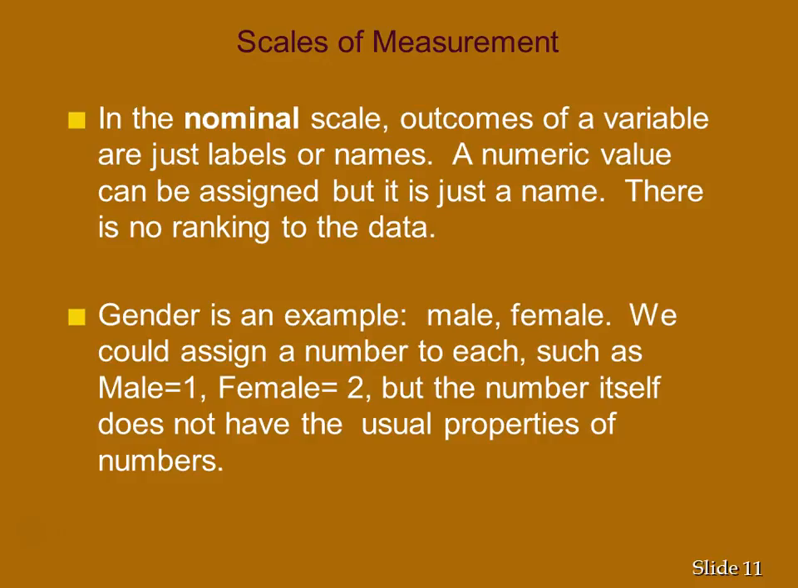If we want, we could arbitrarily assign a number to each category. Let's say the males are number 1 and the females number 2, but those numbers do not have the usual properties of numbers, meaning 2 is not necessarily greater than 1. It's simply a label that's being used.